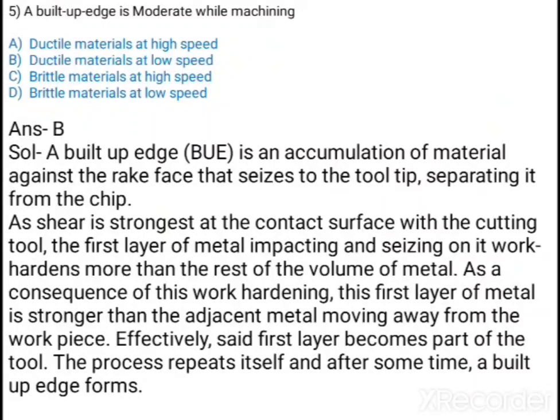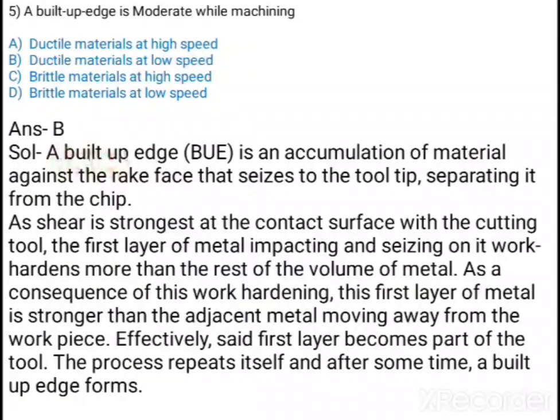Why? Because the continuity of the chip is going to be maintained, and also due to low speed, the time available for adhering of the chip will be high. Hence, built up edge is formed. So we can say built up edge is moderate while machining ductile materials at a low speed. Whenever low speed is there with ductile materials, your built up edge is moderate. Here is another point of the solution given.